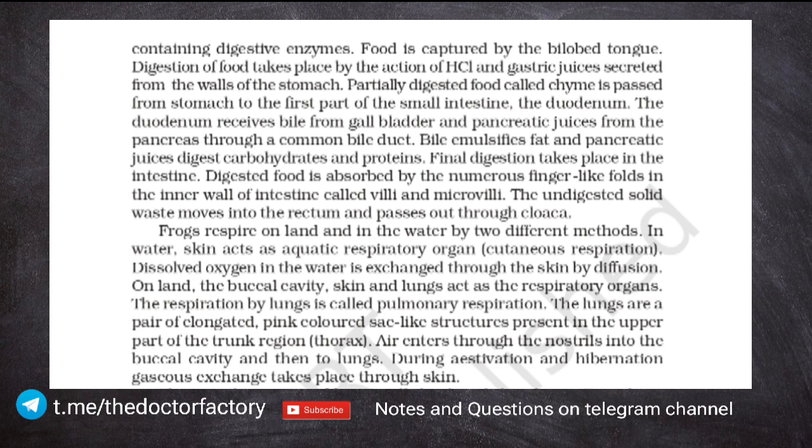Digested food is absorbed by the numerous finger-like folds in the inner wall of the intestine called villi or microvilli. The undigested solid waste moves into the rectum and passes out through the cloaca. Frogs respire on land and in the water by two different methods. In water, skin acts as the aquatic respiratory organ, that is cutaneous respiration. Dissolved oxygen in the water is exchanged through the skin. On land, the buccal cavity, skin and lungs act as the respiratory organs. The respiration by lungs is called pulmonary respiration.